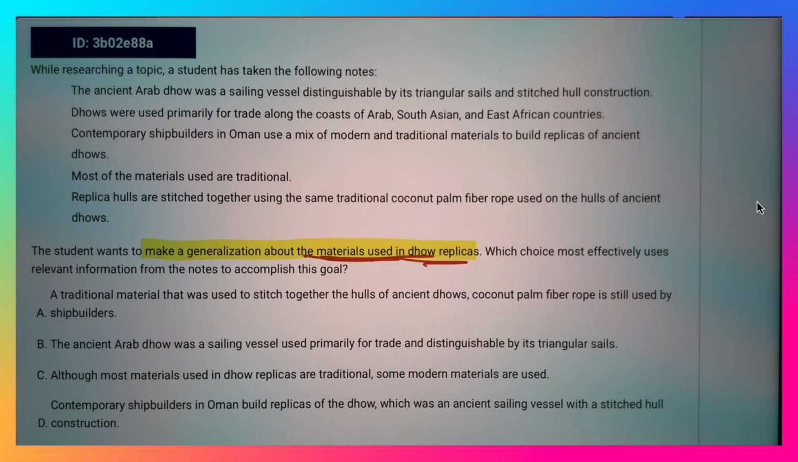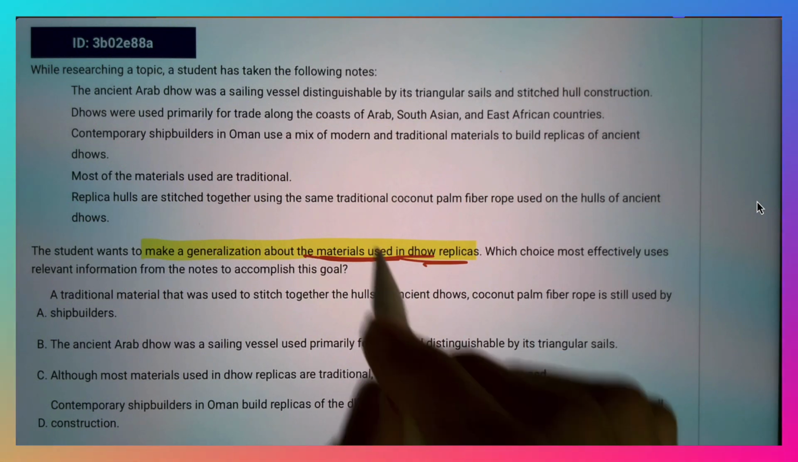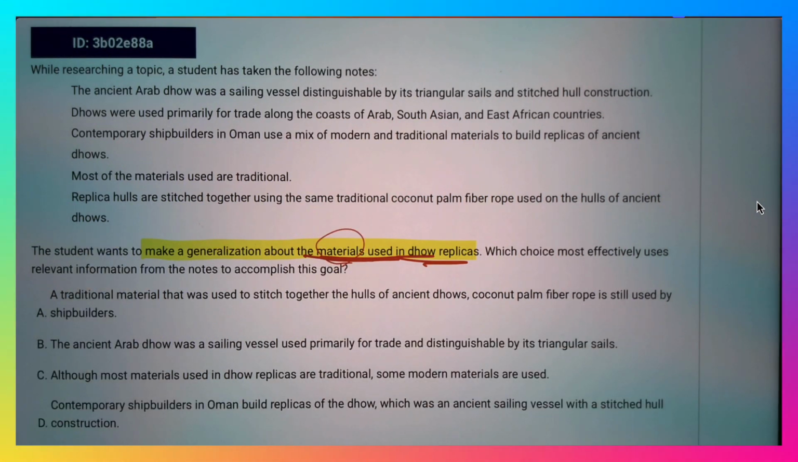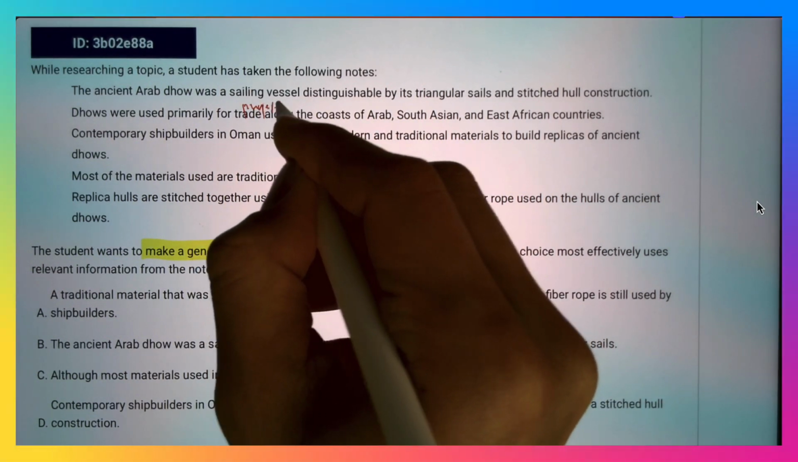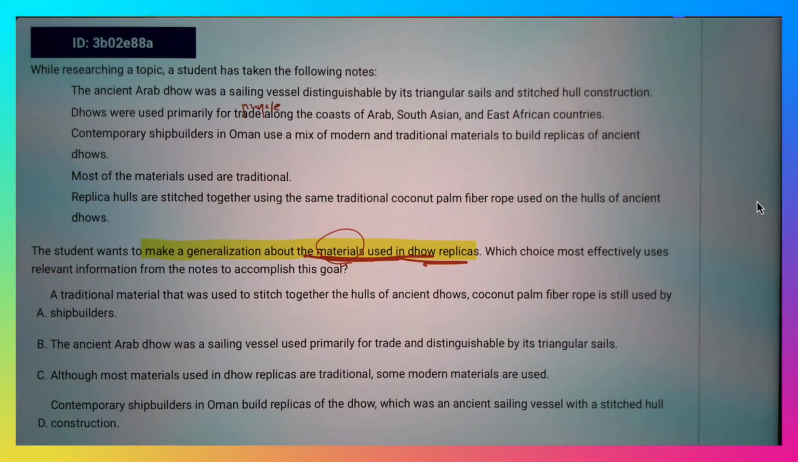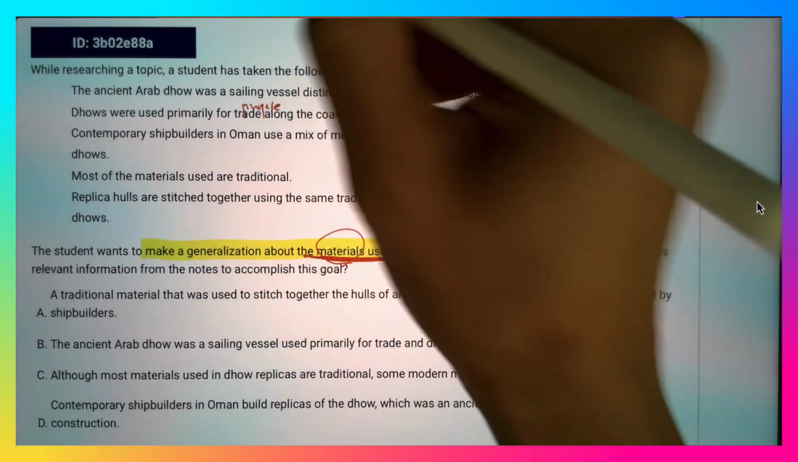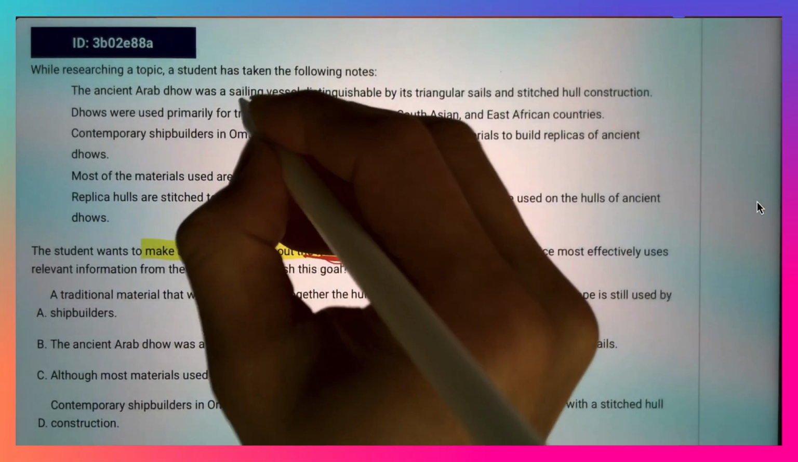Let's read it. The ancient Arab dhow was a sailing vessel distinguishable by its triangle sails and stitched hull construction. We're not talking about materials, so let's just move on. Dhows were used primarily for trading along the coast. So it talks about the purpose of this dhow sailing vessel. Yeah, it's kind of too messy, so let me rewrite it.